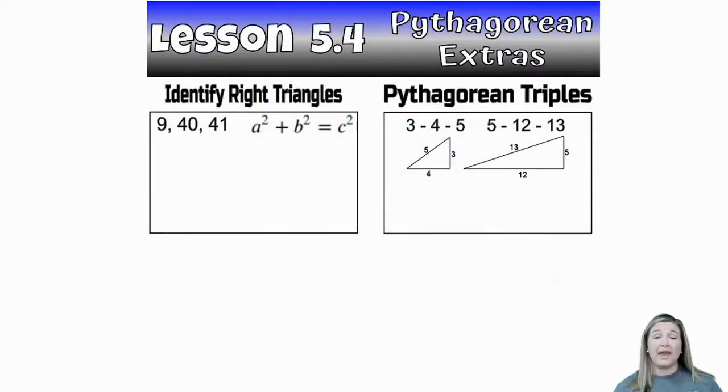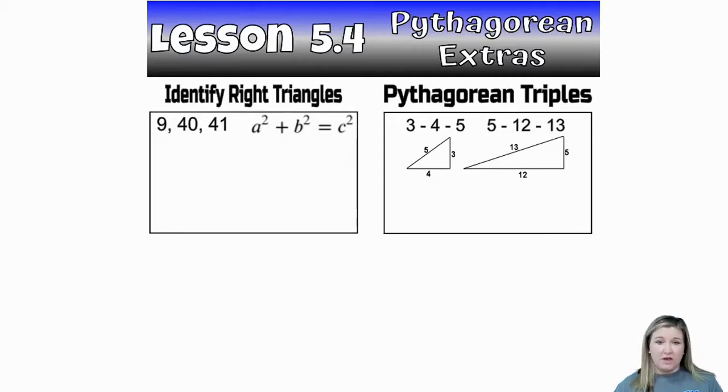All right, guys, we're going to look at some extra Pythagorean stuff. Some things that are almost like a cheat code. So those of you that like cheat codes, you'll want to pay close attention to this. But we're also going to look at identifying: is this a right triangle or not? And then we're also going to find the Pythagorean cheat codes. Don't tell anybody. Stay tuned.